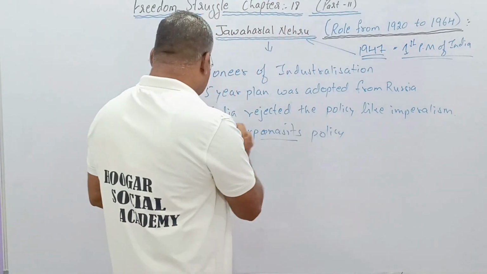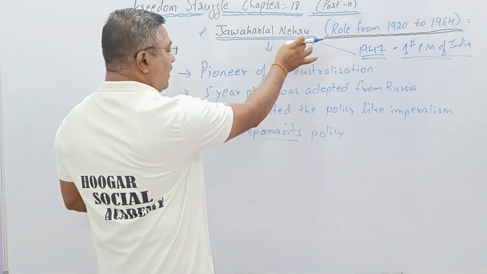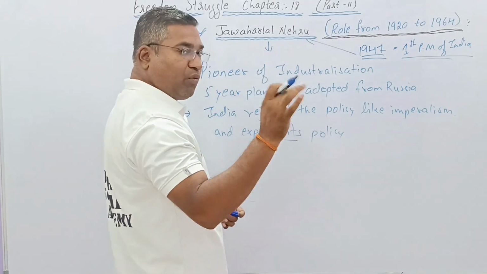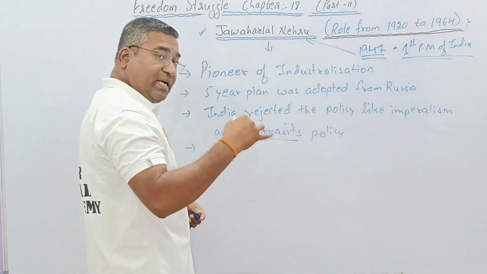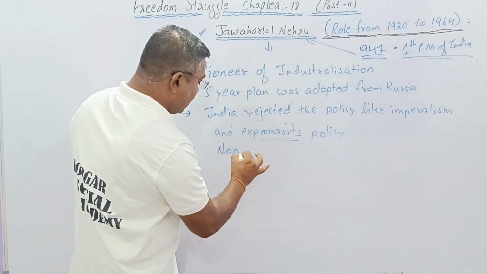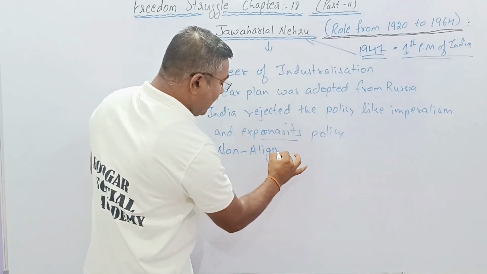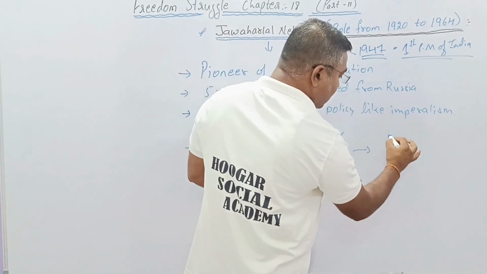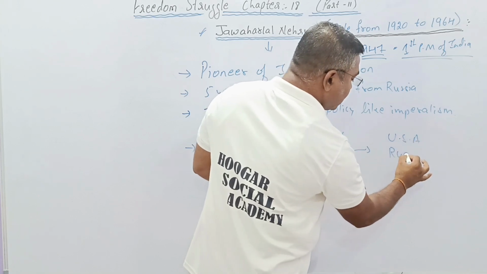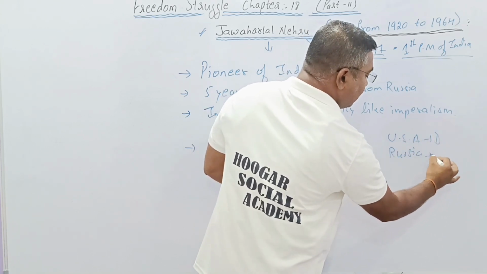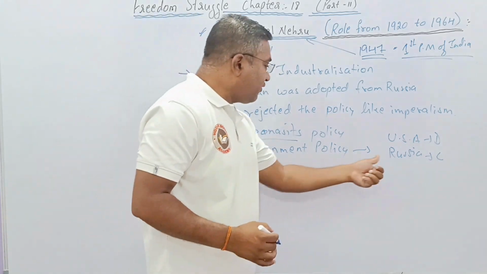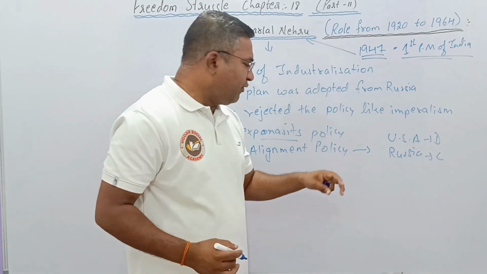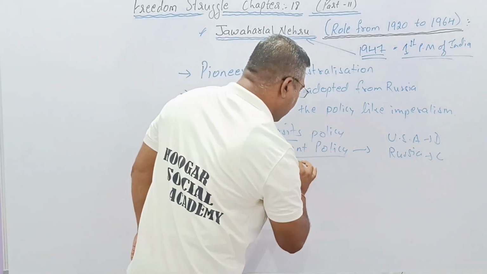Simultaneously with this, under the leadership of Pandit Jawaharlal Nehru, the imperialism policy and expansionist policy were rejected. India chose the policy called non-alignment. We remained outside of the two powerful blocks, one led by USA and one led by Russia, democracy and communist. Neither did we become part of the communist bloc, nor of the democratic bloc. We remained outside, the non-alignment policy.